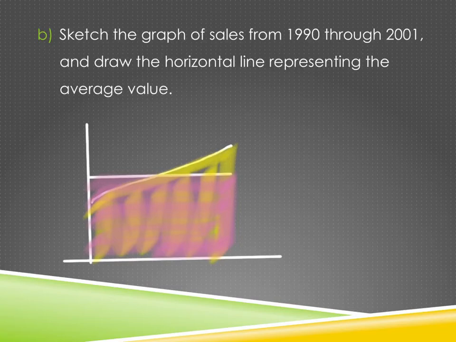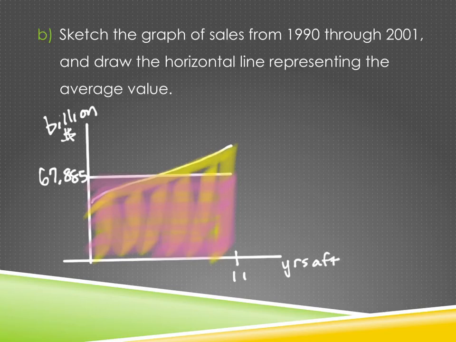So when I'm looking over here at finishing out this graph, I'll label everything. This is in $1 billion. This number was at 67.885, right? That's that horizontal line I just drew. This went from 0 to 11, and this was years after 1990.